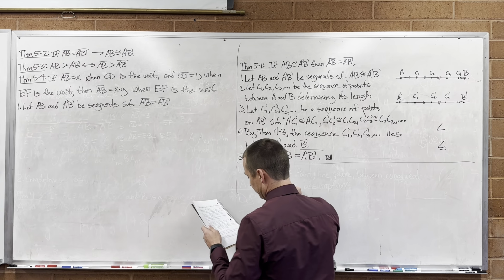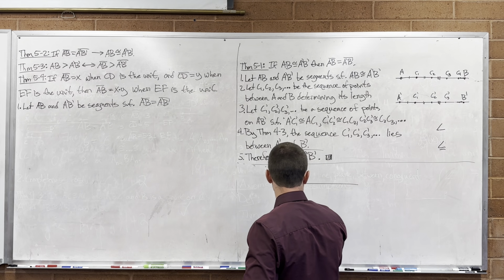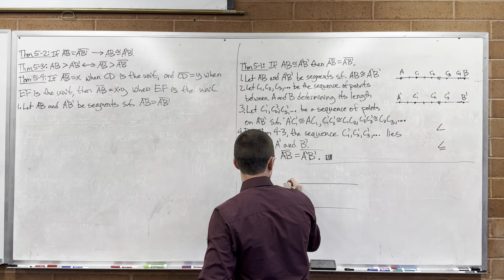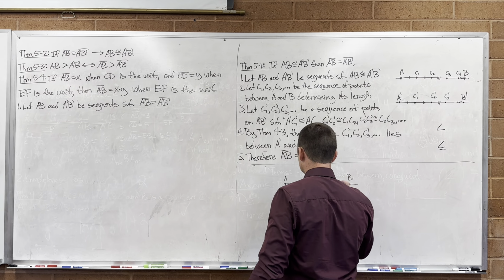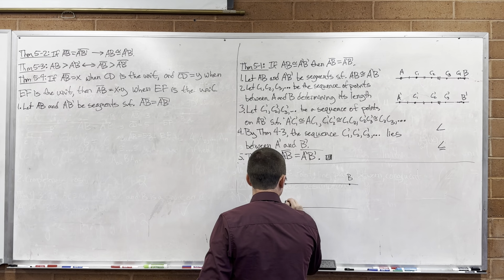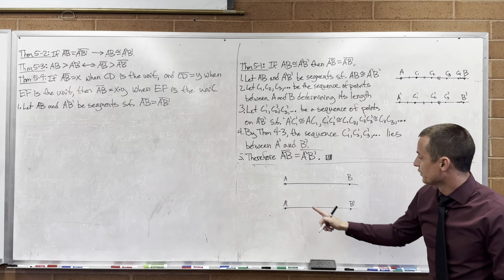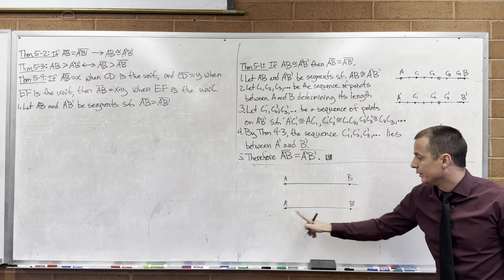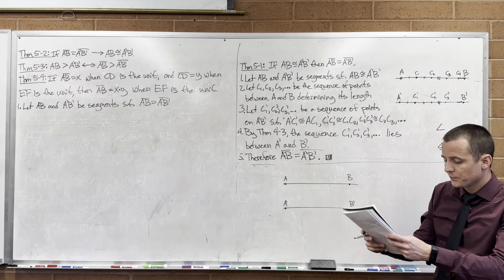I'll do my picture over here. I didn't really draw a picture with this, but I want to walk you through my thinking. So I'm going to have A, B here, and A prime, B prime down here. Now, what am I trying to show? I'm trying to show that AB is congruent to A prime, B prime.